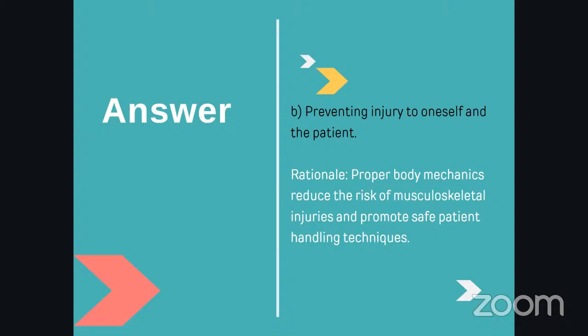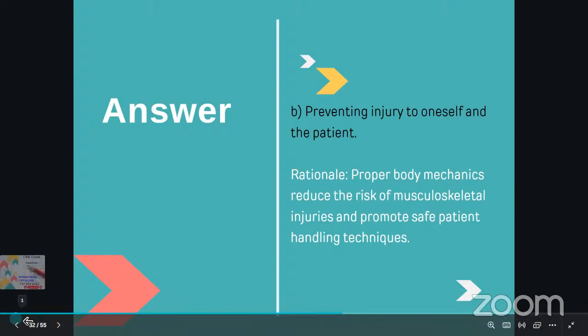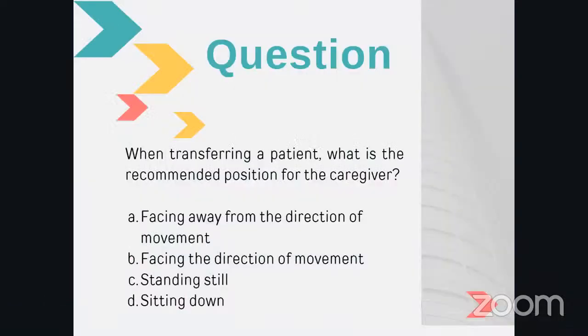So the purpose of body mechanics is to reduce the risk of injury for you as the employee as you're performing patient care. So you want to make sure that you limit your risk of injury. When transferring a patient, what is the recommended position for the caregiver? What is the best position for you to stand in? A, facing away from the direction of movement, B, facing the direction of movement, C, standing still, or D, sitting down. What is the best position for you to be in when you're transferring a patient?